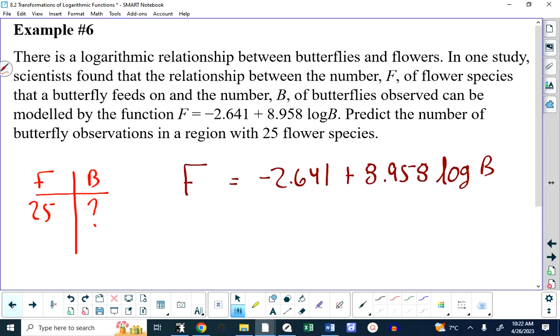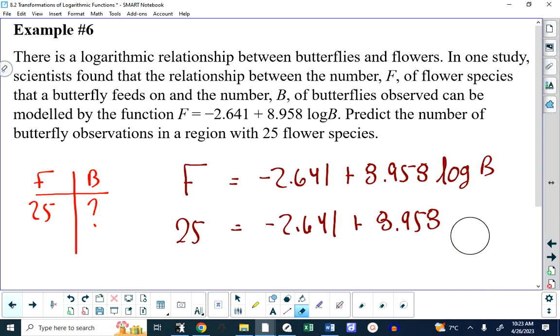We put 25 in for F, and that's equal to negative 2.641 plus 8.958 log of B. Now, I just want to pause for a second here and have everybody look up here. If I gave you this equation, finding x is childlike, isn't it? At this level? Okay. So you would rearrange this by adding 2.641 and dividing by 8.958.